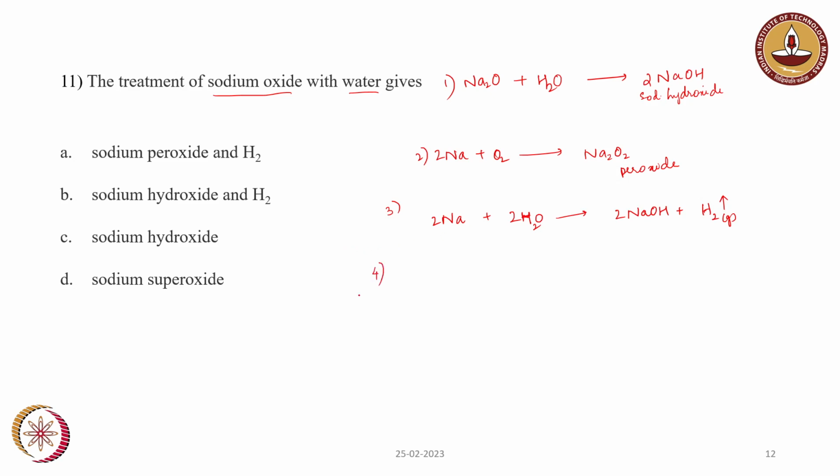And another reaction is sodium does not form any superoxide. So this one will be wrong. And sodium peroxide reacting with water will give hydrogen peroxide and sodium oxide. So sodium peroxide with water will give sodium oxide and hydrogen peroxide. So sodium oxide with water will be giving only sodium hydroxide. So option C is the answer.